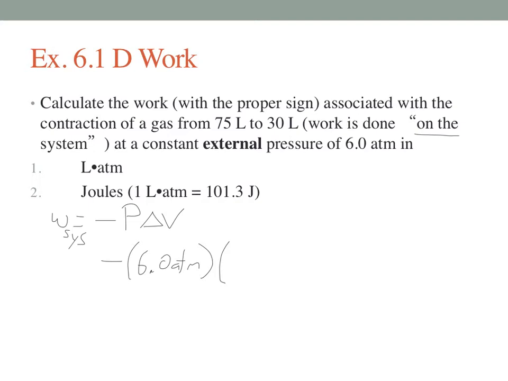Now, change in volume always means final minus initial. So this is 30 liters minus 75 liters. So that's going to give me a negative number. Negative 6 times negative 45. That'll give me a positive answer there. Which comes out to be negative 270.